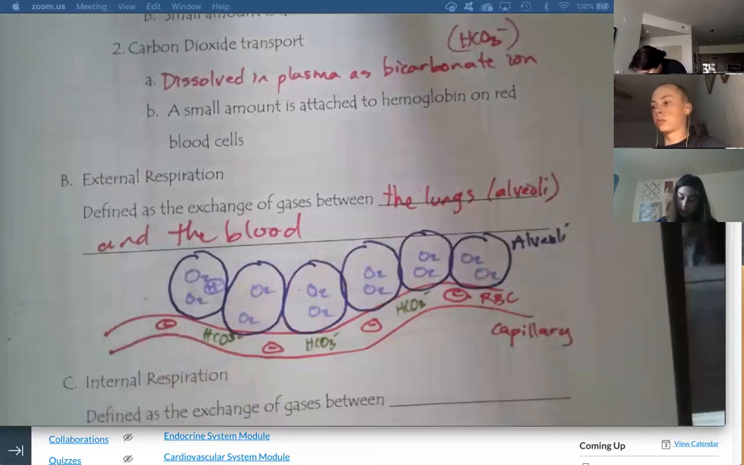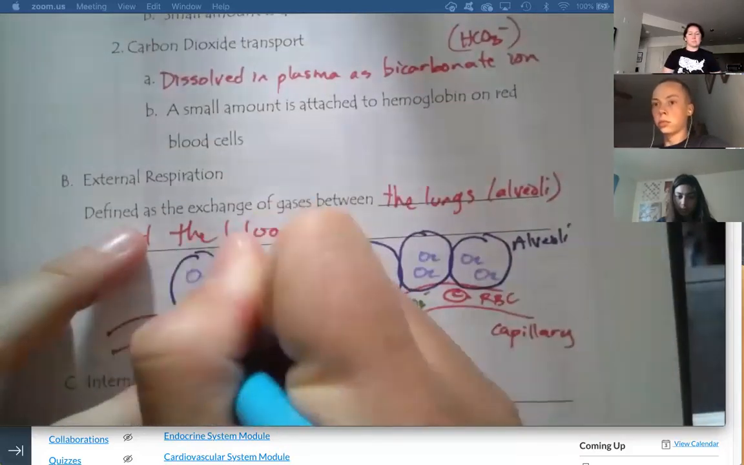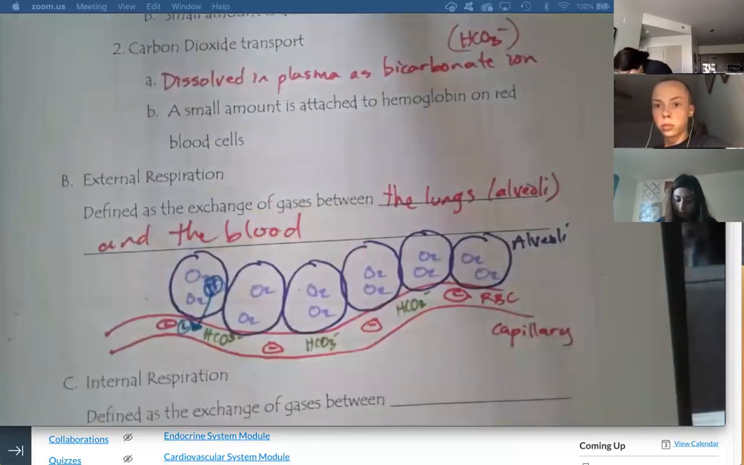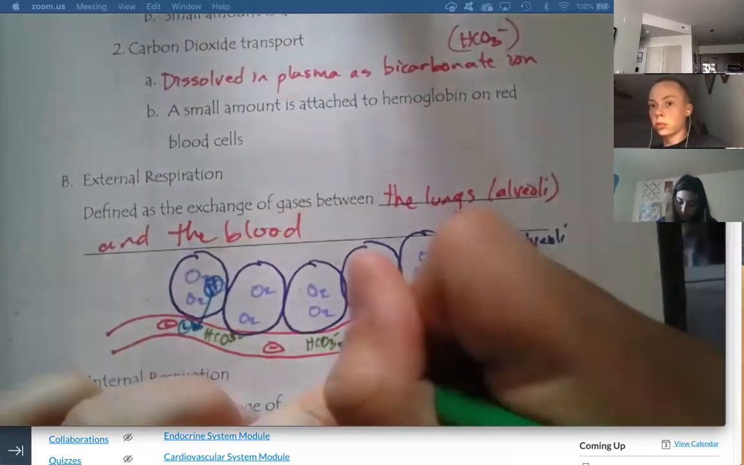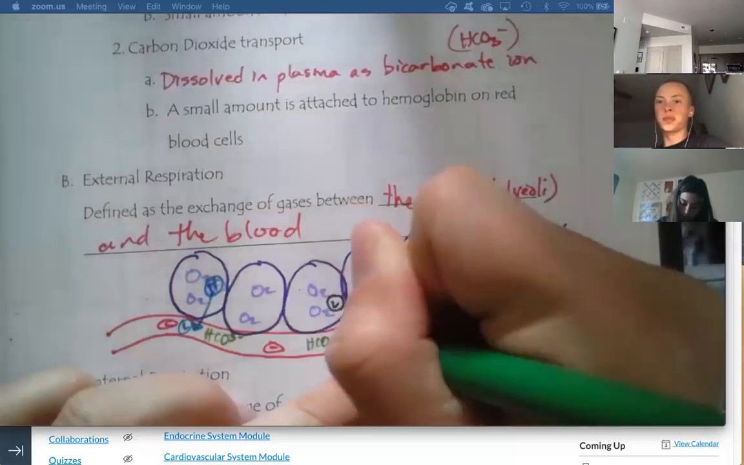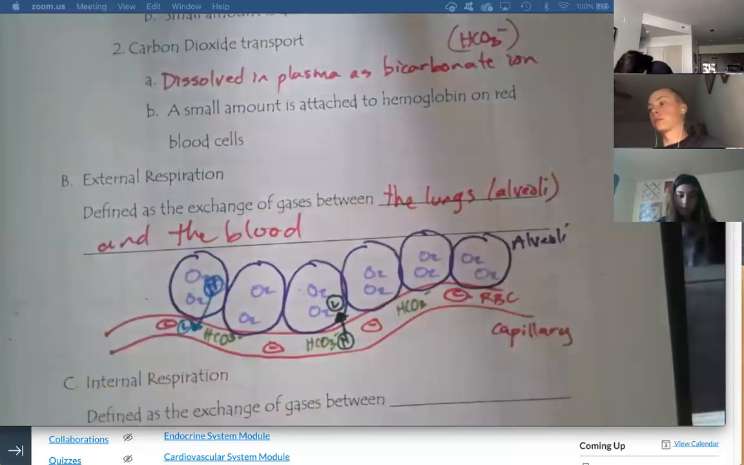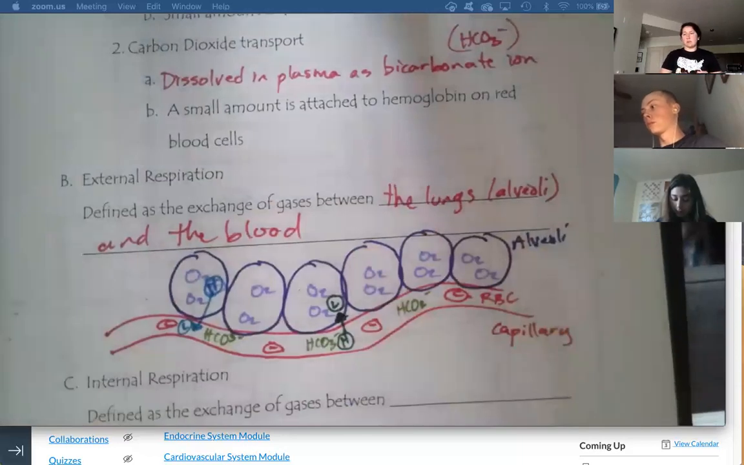Get a different color here. We have high levels of oxygen here. We have low levels of oxygen here. So oxygen is going to diffuse directly into the blood. We have high levels of bicarbonate ion here. We have low levels of bicarbonate ion here. So bicarbonate ion is going to diffuse, and as it does so, it's going to turn back into carbon dioxide, from the high to the low concentration. This is called external respiration.